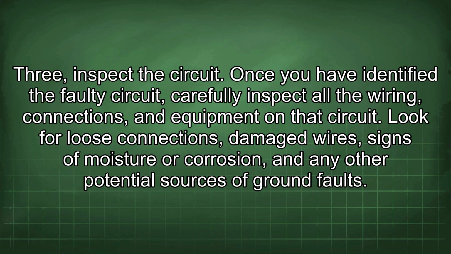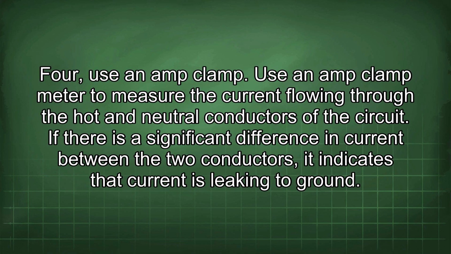3. Inspect the circuit. Once you have identified the faulty circuit, carefully inspect all the wiring, connections, and equipment on that circuit. Look for loose connections, damaged wires, signs of moisture or corrosion, and any other potential sources of ground faults. 4. Use an amp clamp. Use an amp clamp meter to measure the current flowing through the hot and neutral conductors of the circuit. If there is a significant difference in current between the two conductors, it indicates that current is leaking to ground.